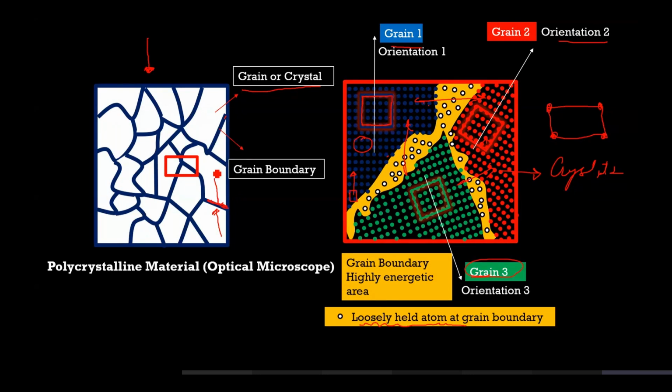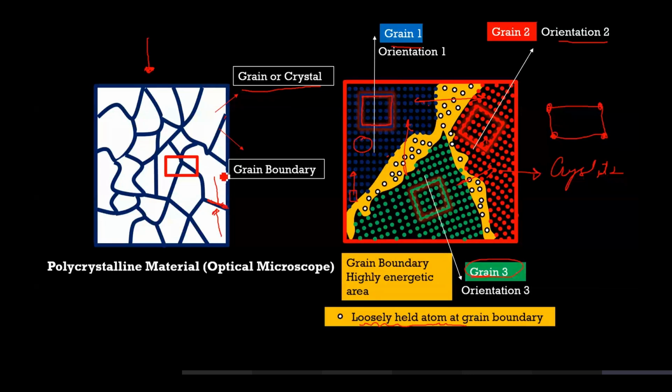Atoms are highly energetic, highly reactive in the grain boundary region. Clear enough? But not all the material is reactive, because there is still 95% of the material which is in a very stable form. Is the point clear? Yes, clear.